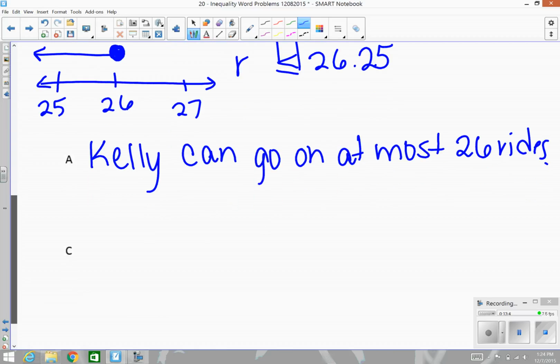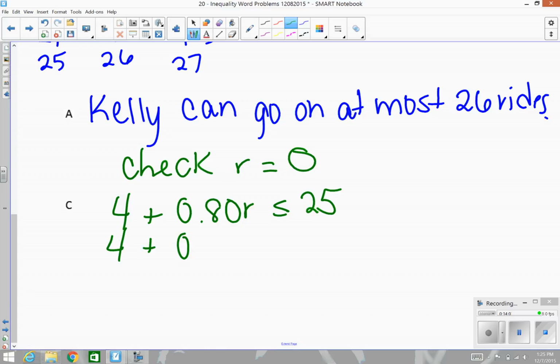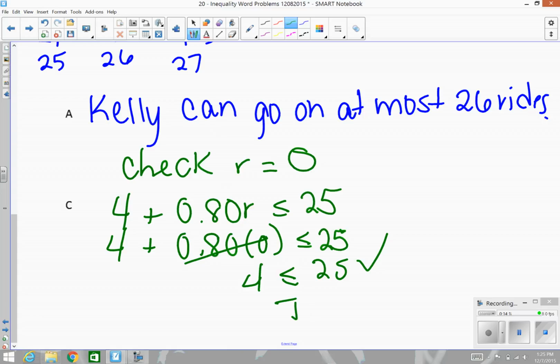So now to check this, we can let R be any number that's either equal to 26 or less than 26. And you know me, anytime I can choose 0, I will. So I'm going to say let R equal 0. Let's assume that she goes on no rides. We have 4 plus 0.80R is less than or equal to 25. Plug in our 0. 0.80 times 0 is just going to be 0, so we have 4 is less than or equal to 25, and that is true, so we must have shaded in the correct direction.